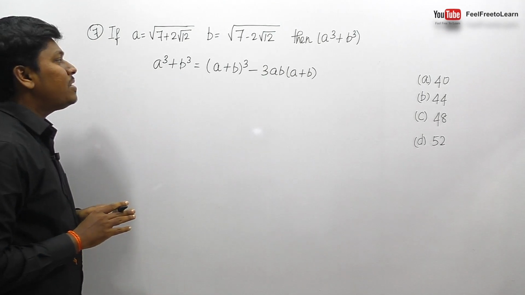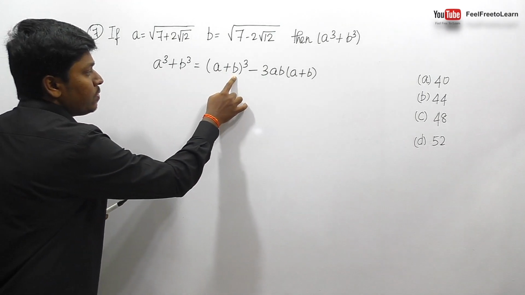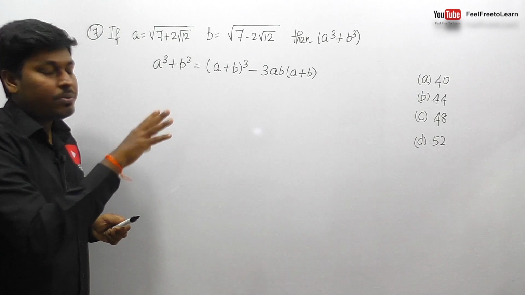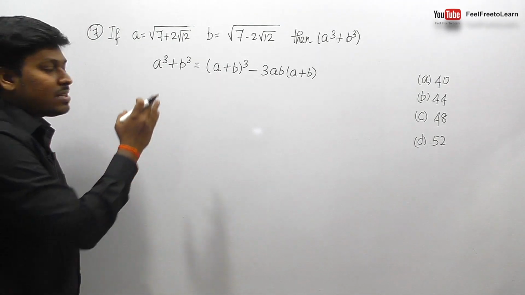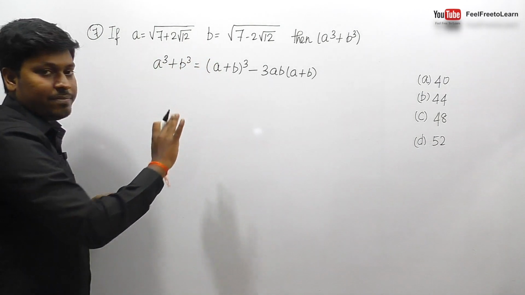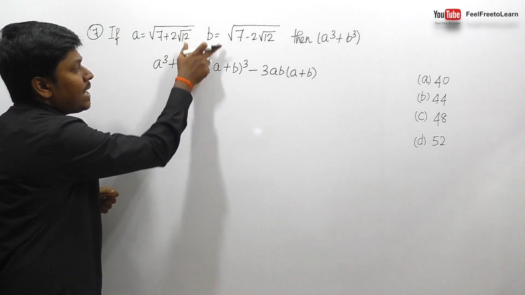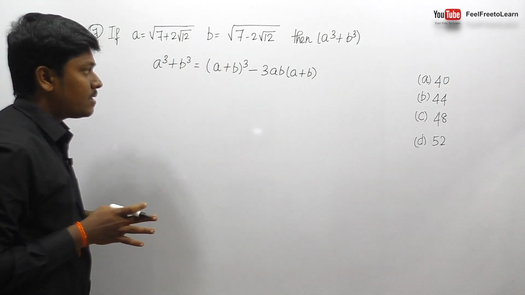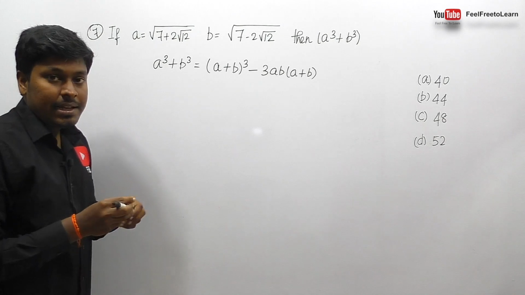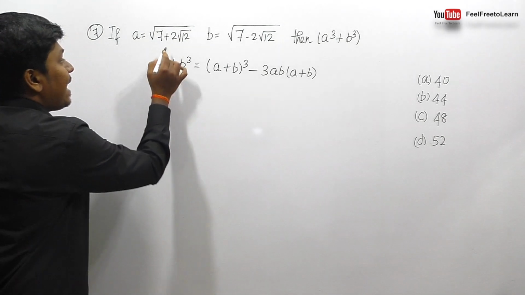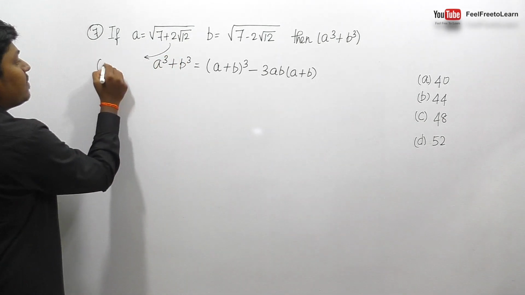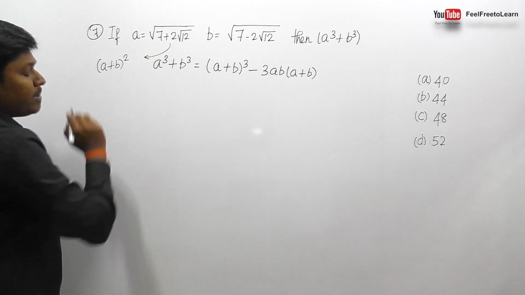So a cube plus b cube can be written as a plus b the whole cube, minus 3ab into a plus b. So friends, we know the value of a and also the value of b, right? So a will be root of 7 plus 2 root 12. So when we substitute the values of a and b here, it will be a lengthy procedure. So friends, always remember that in the topic algebra, if you find an expression like this, try to convert the expression in terms of a plus b the whole square.